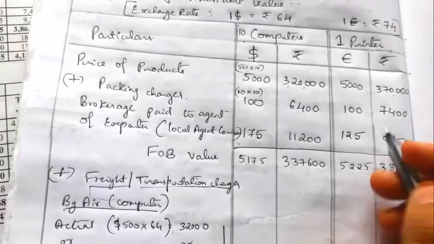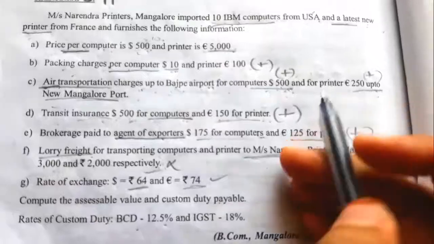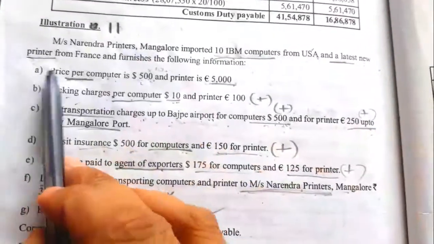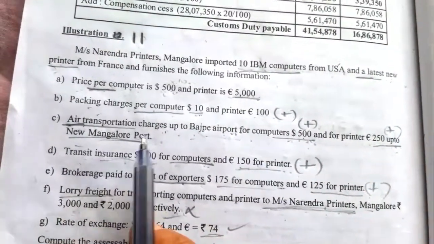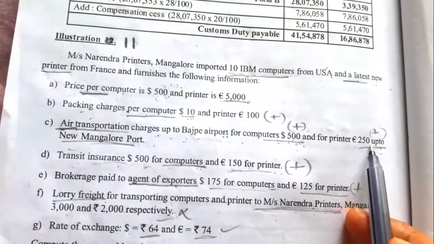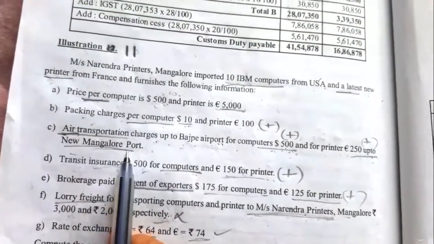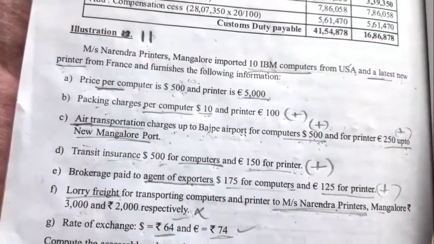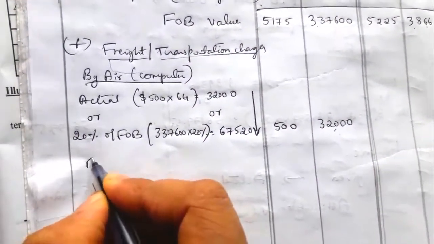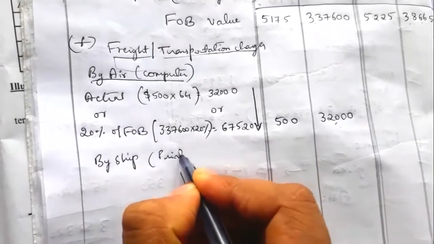Okay. Next, one printer equal to how much? For printers they have imported the latest printer from France. So they have imported from France through ship, means they have incurred 250 transportation charges up to New Mangalore port. New Mangalore port is nothing but a ship port, name of a ship port. So for printers, import is by ship.